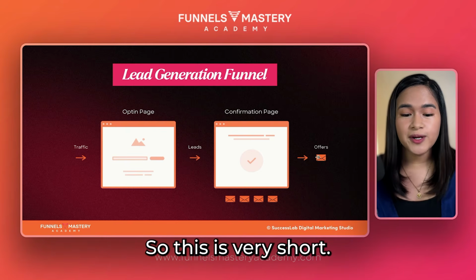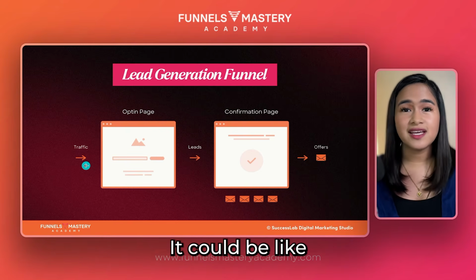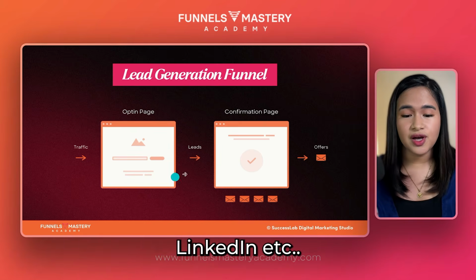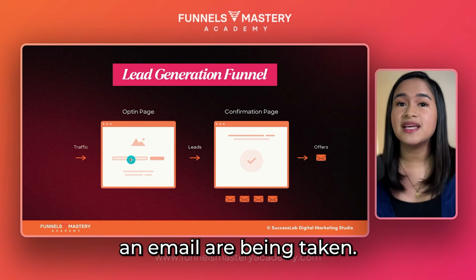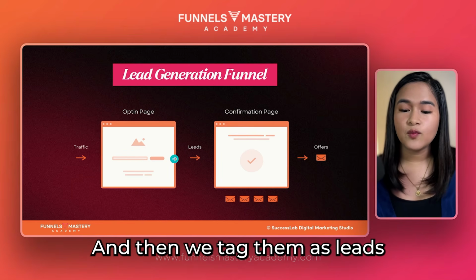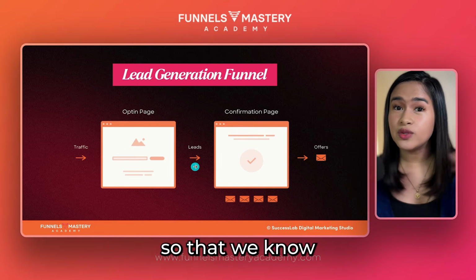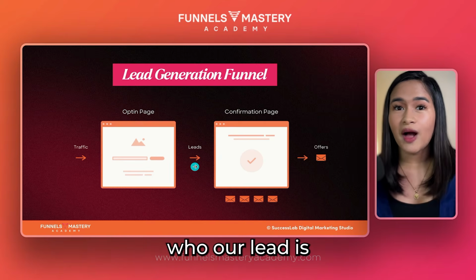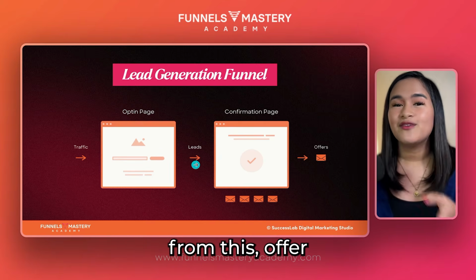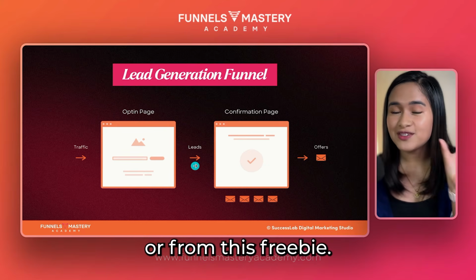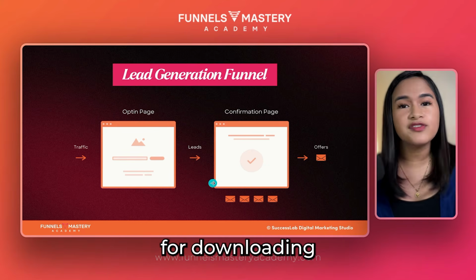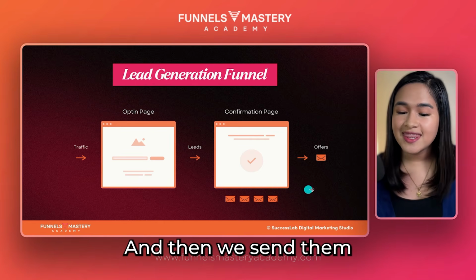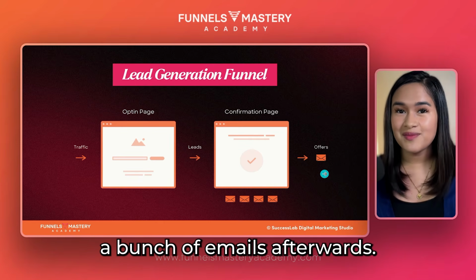So this is the usual flow of a lead funnel. So this is very short. Again, this is the traffic. It could be like Instagram, Facebook, LinkedIn, etc. And then we lead them to an opt-in page wherein their name and email are being taken. And then we tag them as leads so that we know among all our contacts who our lead is and who is not from this offer or from this freebie. And then we lead them to a confirmation page wherein we say, thank you for downloading this resource. And then we send them a bunch of emails afterwards.